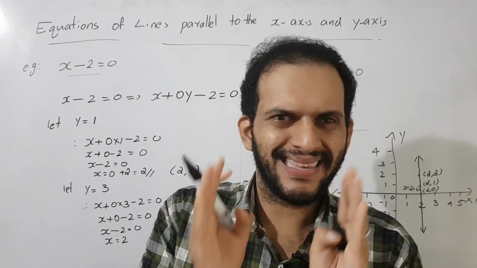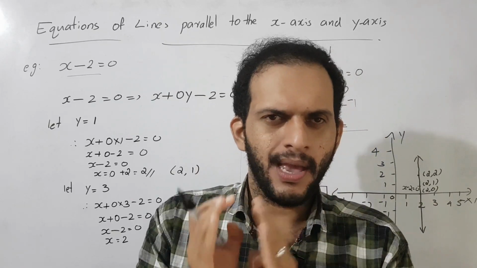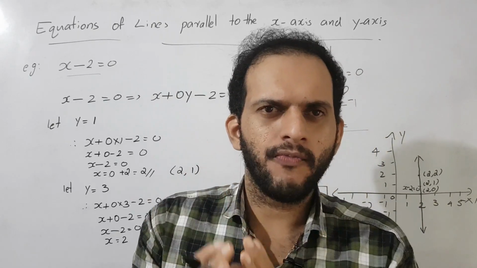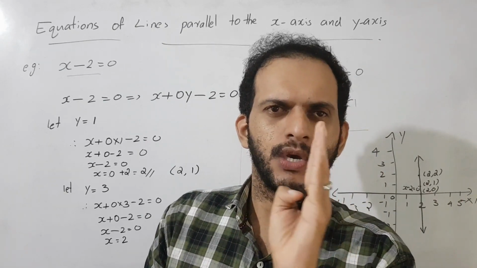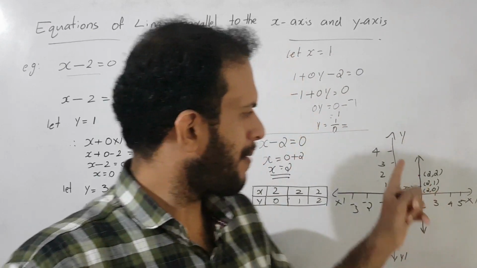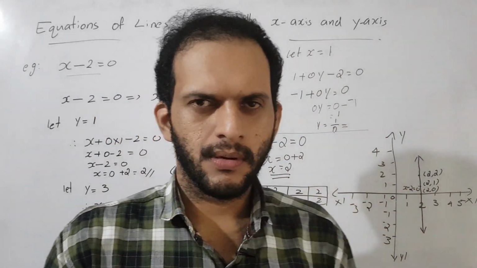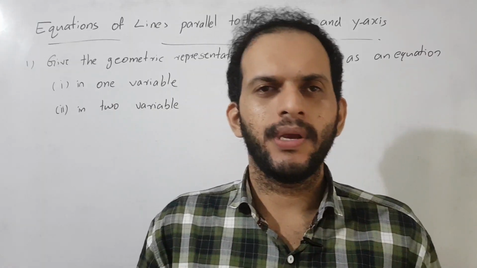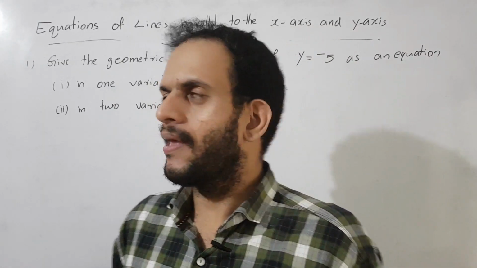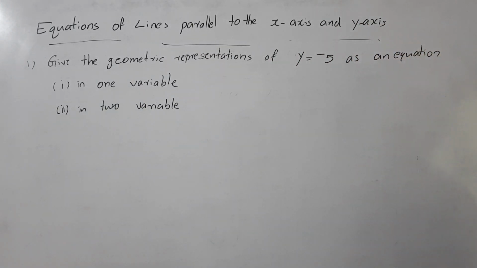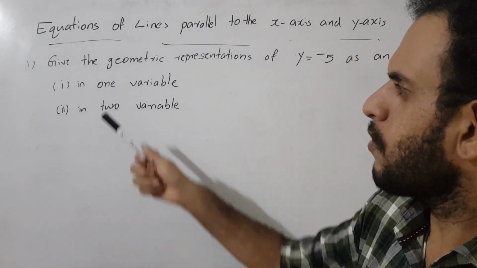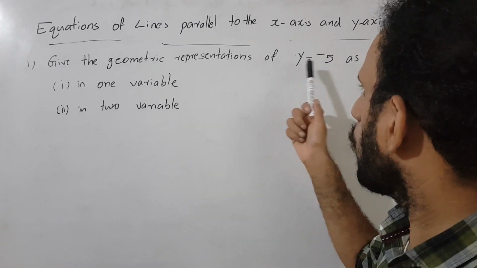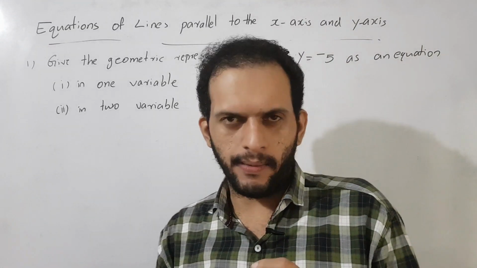We get the equation like this: x is equal to a number form. Okay, if the equation is in the form x is equal to a, the graph is parallel to the y-axis. Clear? Next we do the first example like this. The question is, give the geometric representation of y is equal to minus 5 as an equation in one variable and in two variables. Okay, in one variable means we need to represent the value y is equal to minus 5 on a number line.